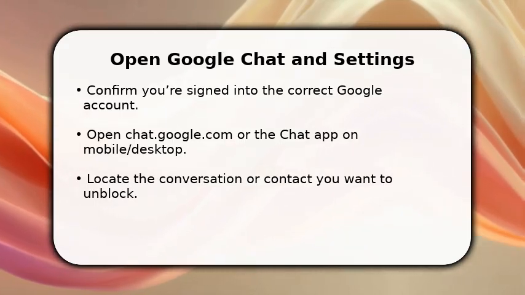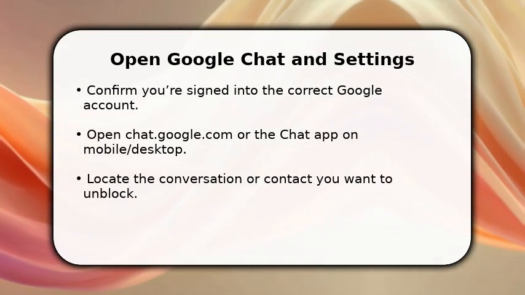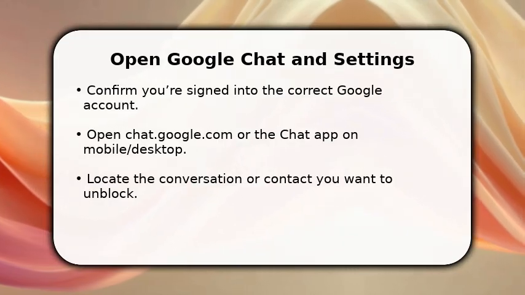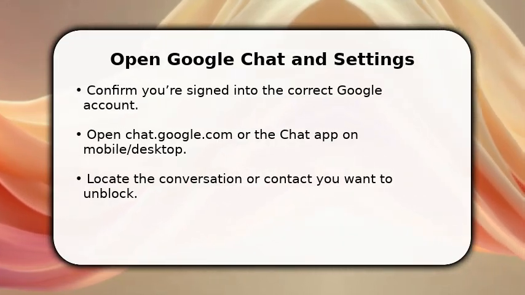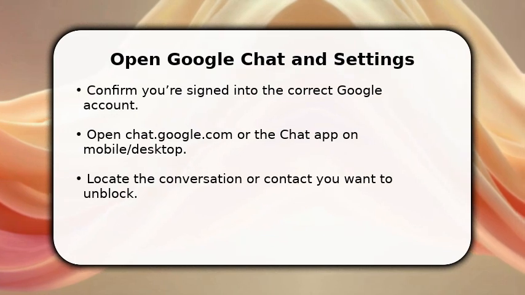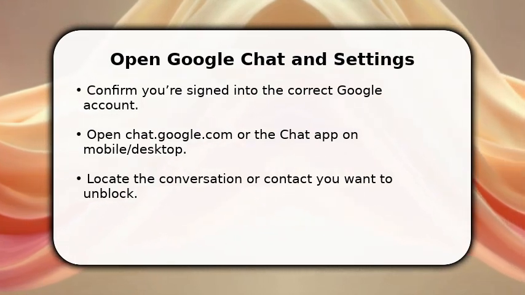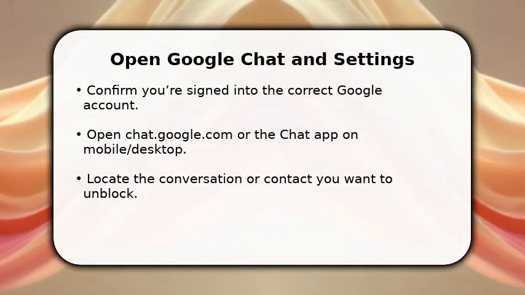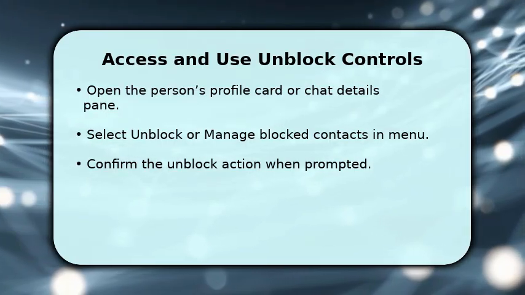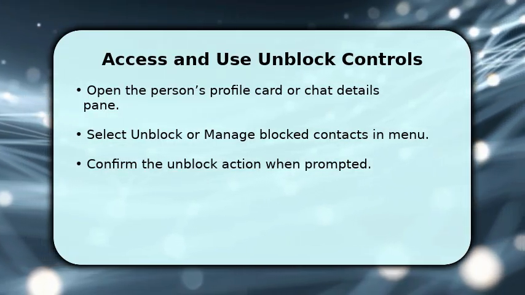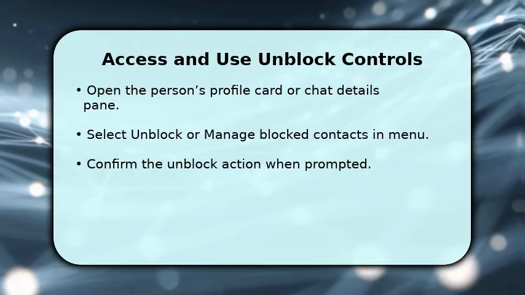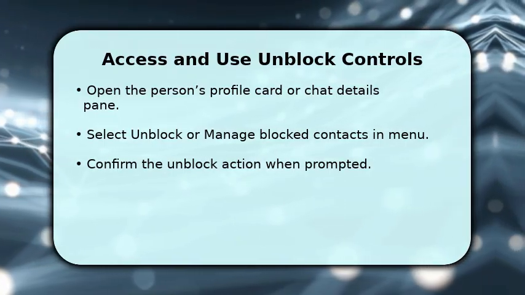This is the first actionable step because you can't unblock without the chat context. Once you see their profile card or menu, you're ready to move to unblock controls quickly. From the profile card or the chat details pane, choose the menu that lists actions like mute, block, or unblock. If you previously blocked them, the option will read unblock or remove from blocked contacts.